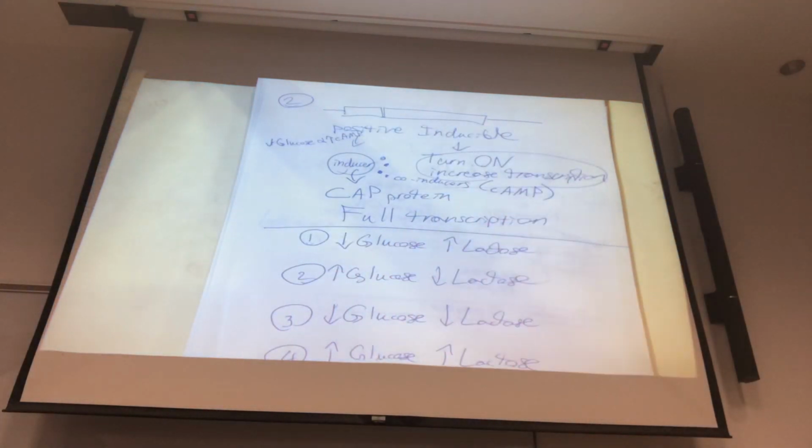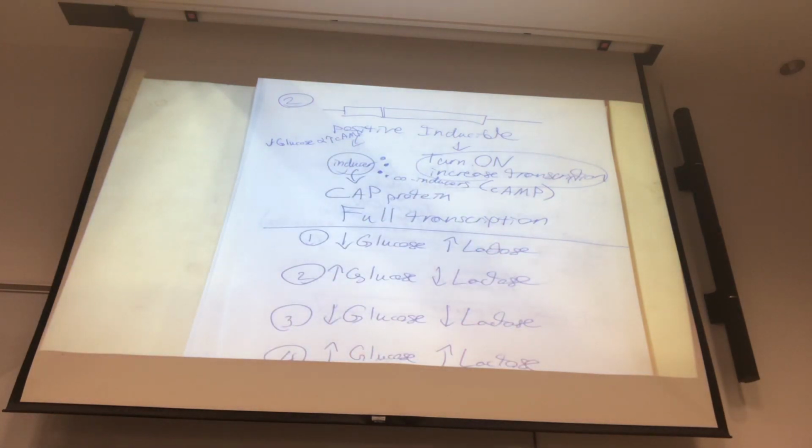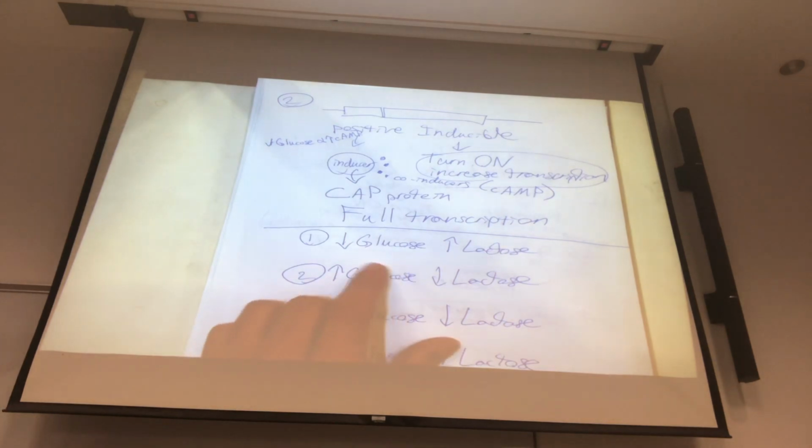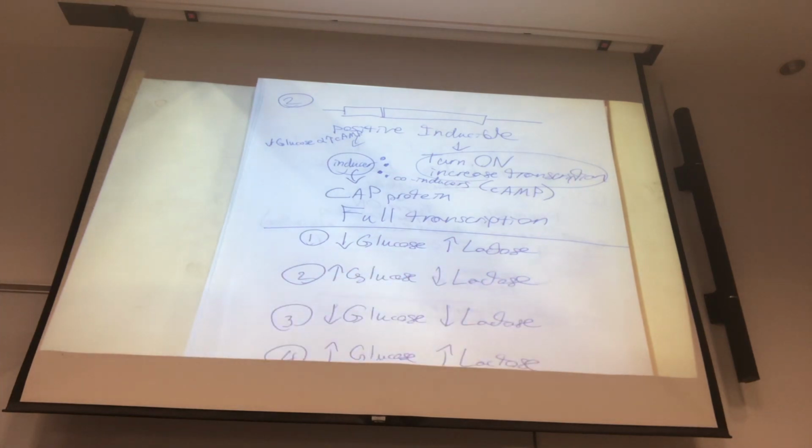So we know cyclic AMP is the co-inducer for the CAP protein. So if there isn't a lot of glucose in the cell, for various reasons that take a long time to explain and you don't need to know, there's a lot of cyclic AMP. Note that they are inversely proportional to each other. So if there isn't a lot of glucose here, you need to tell me there's lots of cyclic AMP. And if there's lots of cyclic AMP, tell me what happens to the CAP protein in this case.